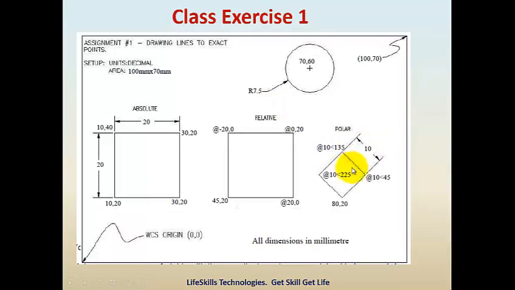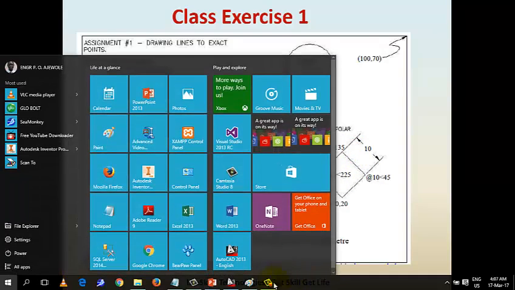Then lastly, we are going to work with polar coordinates. In the case of polar coordinates, we have an absolute point 80,20 here. Then the length of each of these lines is 10, as you can see here. So for the line here, it is at 10 angle 45. This one is at 10 angle 135. This one is at 10 angle 225. So this one we do now.